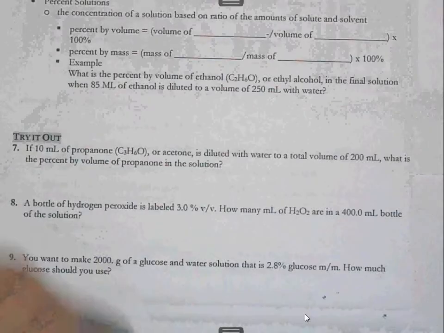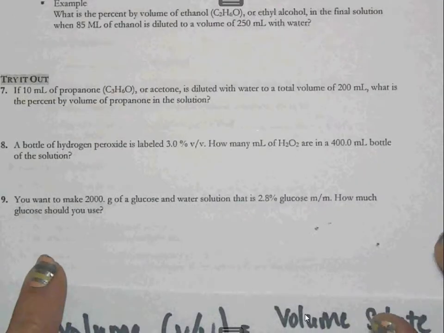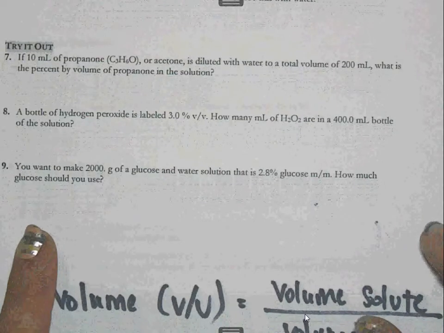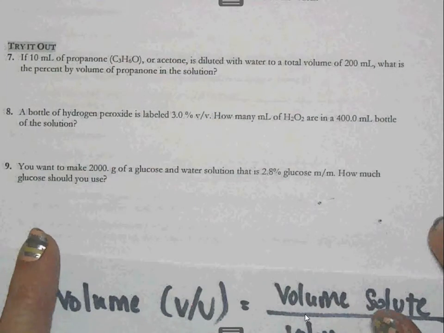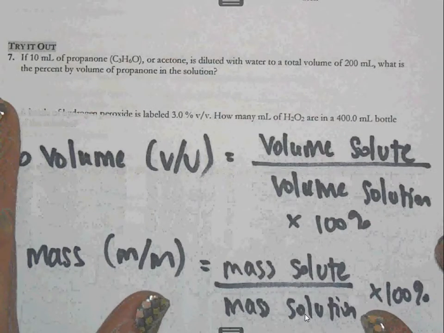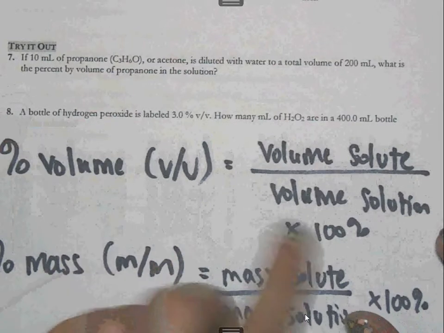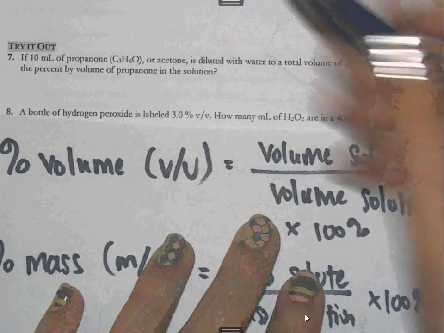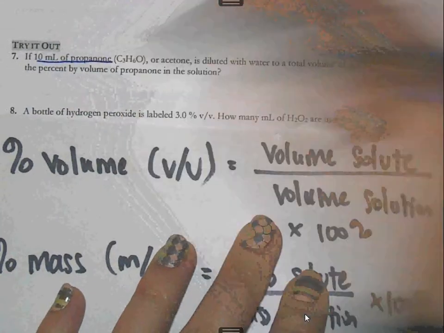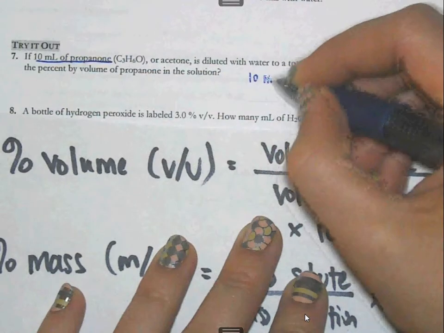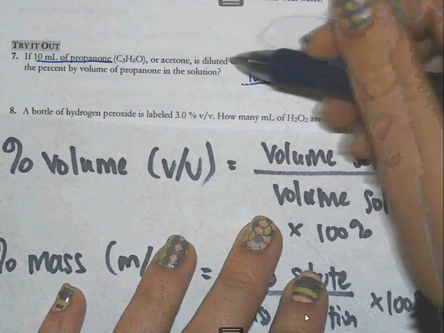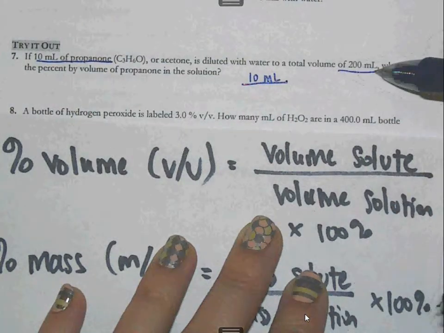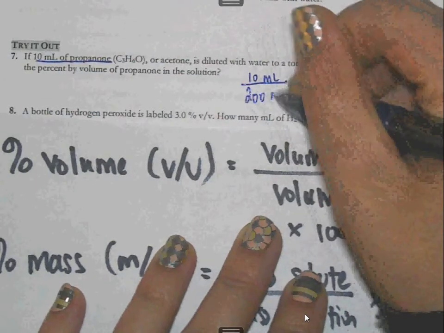The first one says if 10 milliliters of propanone or acetone is diluted with water to a total volume of 200 milliliters, what is the percent by volume of propanone in the solution? Well, if they're asking me percent by volume, then I need to be looking at this first equation right here. I need to have the volume of the solute. Well, the volume of the solute is the propanone, and there's 10 milliliters of propanone. And if it's diluted to a total volume of 200 milliliters, that's going to be the volume of the solution. So I'm going to put 10 divided by 200.